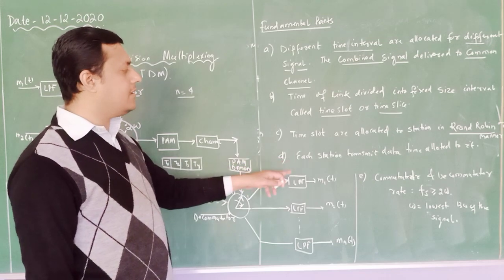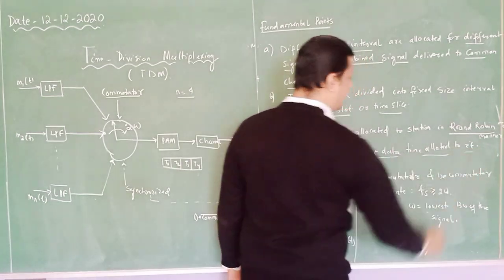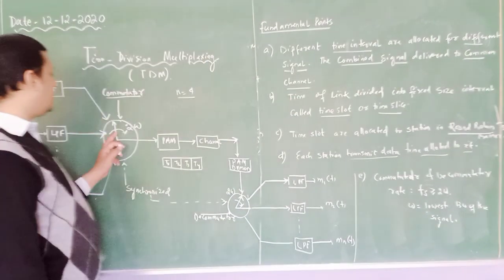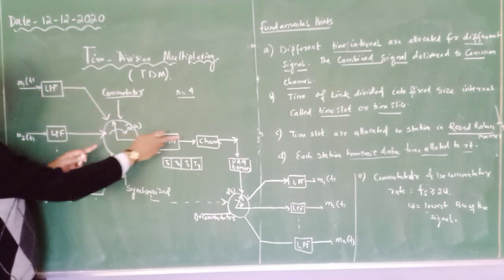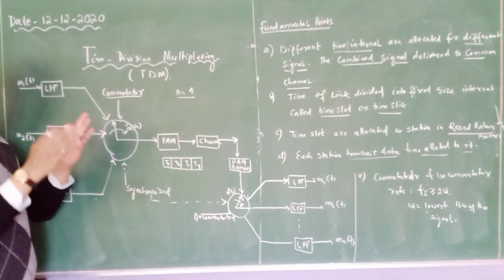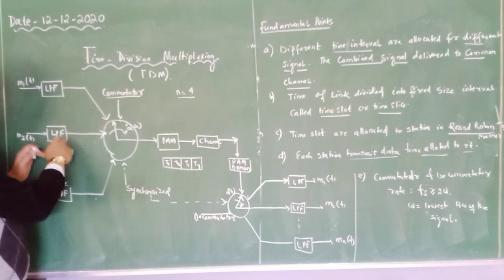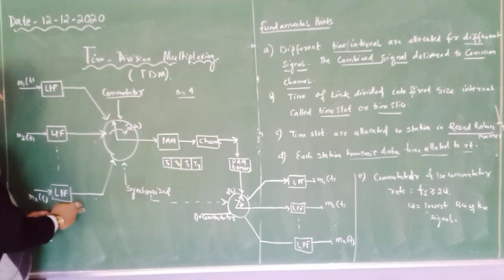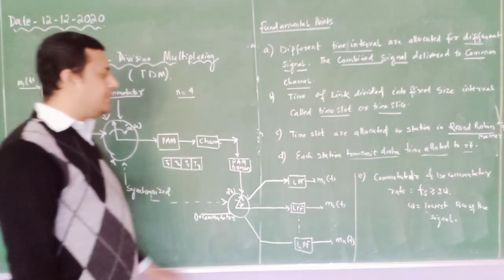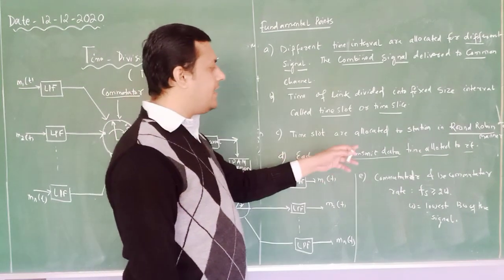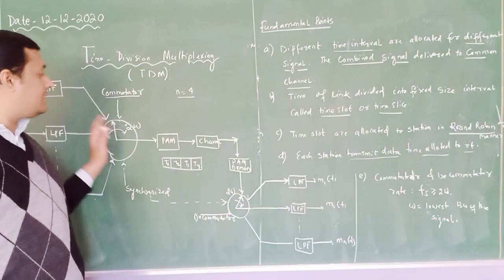Second, each station transmits data in the time allotted to it. Whenever this particular switch is placed at station 1, message 1 is available for that particular time period. Similarly, when it is moved to the second one, the second message signal is available, and so on up to the nth signal. Each station transmits data when this switch is allocated to it.